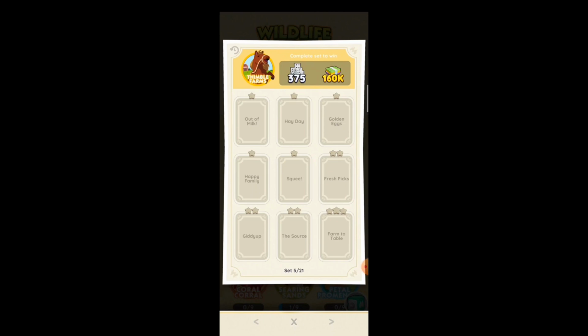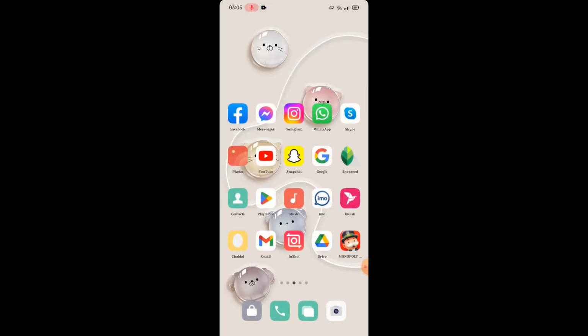So guys, that's it. That's how you can trade cards on Monopoly Go very easily.